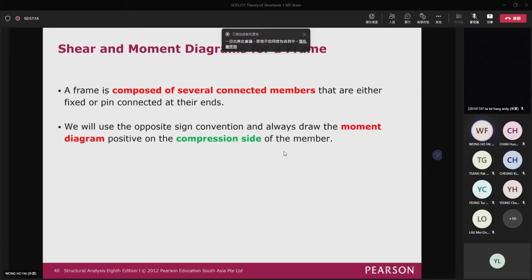So here, you can treat a frame as composed of several connected members. Of course, they will be connected either with a fixed end or with pin connections at the ends. And then we usually draw the opposite sign convention, and always draw the moment diagram positive on the compression side of the member. Or we can say that we always draw the shear force and the bending moment diagram separately, just treating it as a vertical beam. And then we always start our origin on the left-hand side.